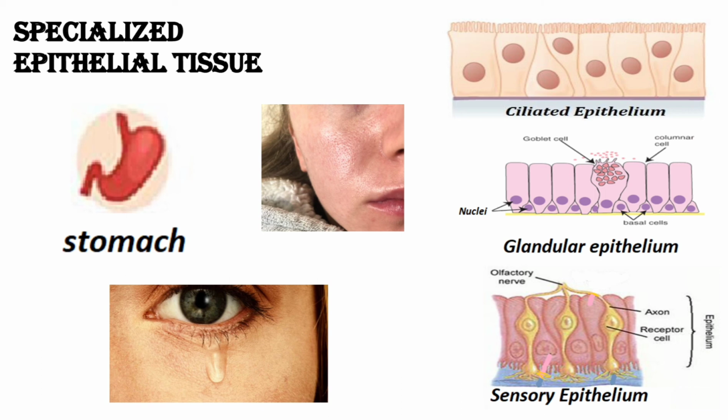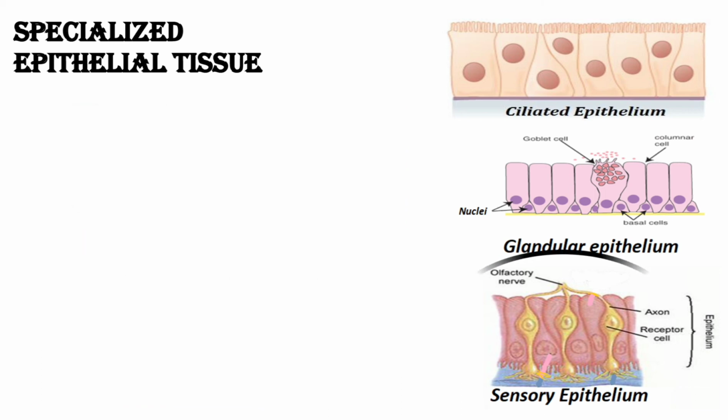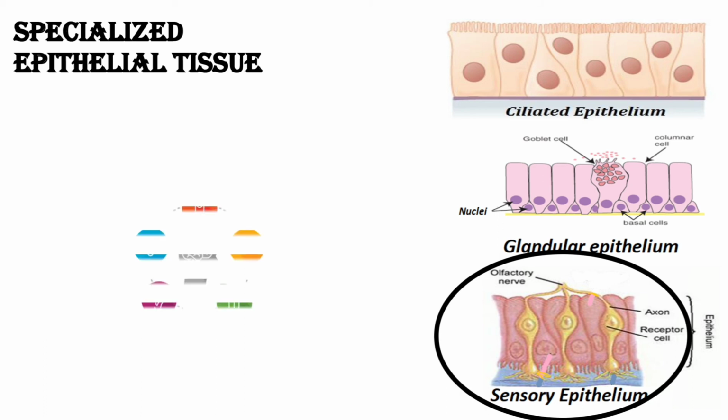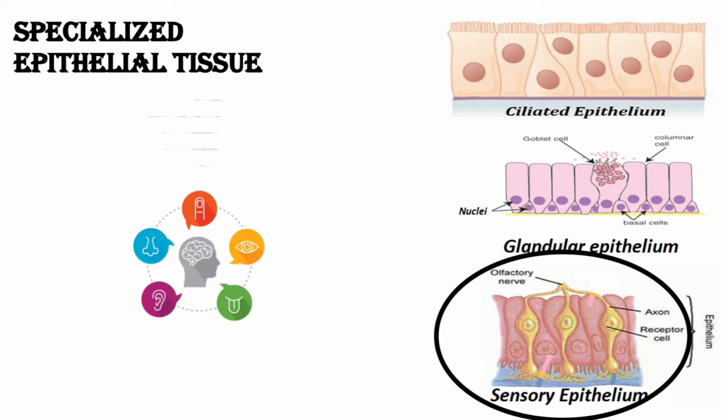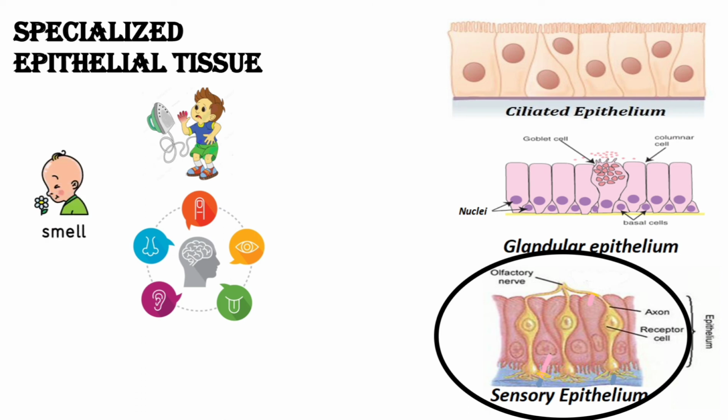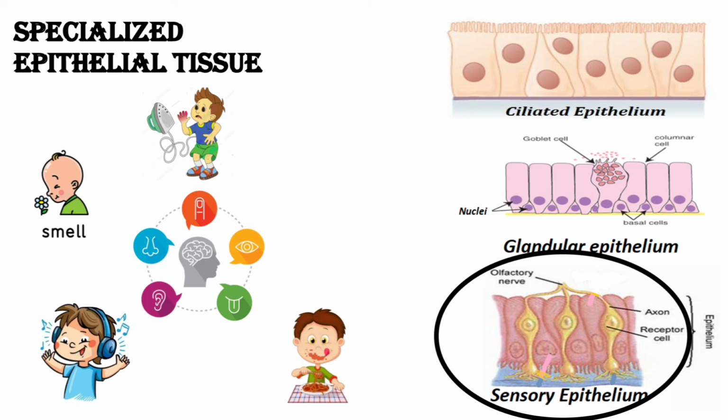Now last but not the least, sensory epithelium. It helps to perceive sensation, like it can be any hot object, it can be a good smell, it can be music or any noise, it can be good food or the taste of the food, it can be when you see some objects, right? So all these sensations, how do we perceive? With the help of the sensory epithelium.